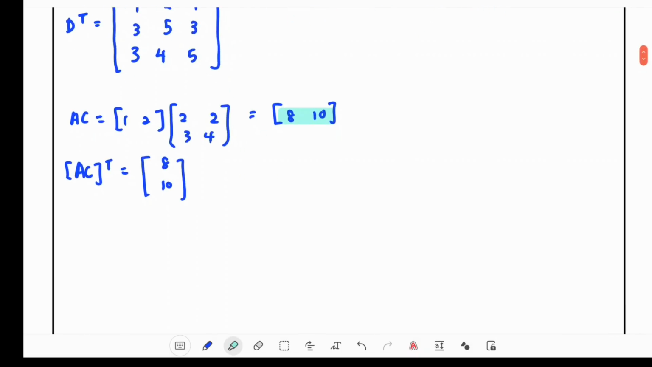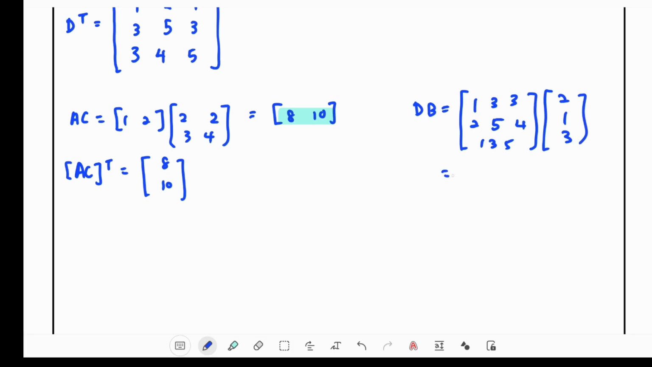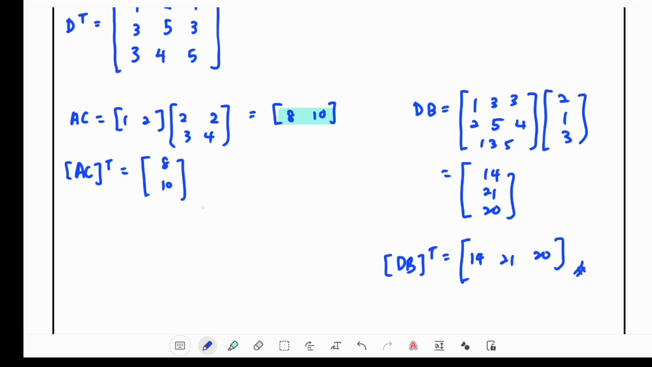And the last part of this question is DB transpose. So multiply it first, DB. The matrix D is 1, 3, 3, 2, 5, 4, 1, 3, 5, multiplied with matrix B, which is 2, 1, 3. Multiplying these two matrices, you will get 14, 21, 20. Since the question asks for the DB transpose, you just transpose this, column becomes row. So 14, 21, 20. Right, so we're done.